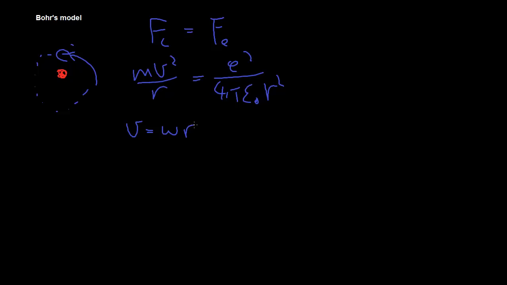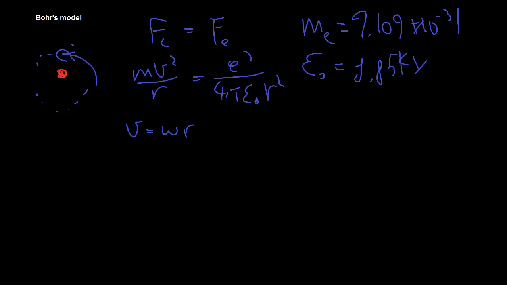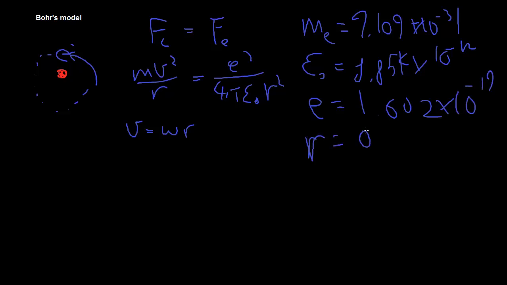And knowing a bunch of constants, because we know m_e, it's 9.109 times 10 to the negative 31st. Epsilon naught is another universal constant. We're not going to write out the units because they get rather long, but rest assured we're using SI. Elementary charge, and for the radius we'll use the diameter of the hydrogen atom divided by 2.